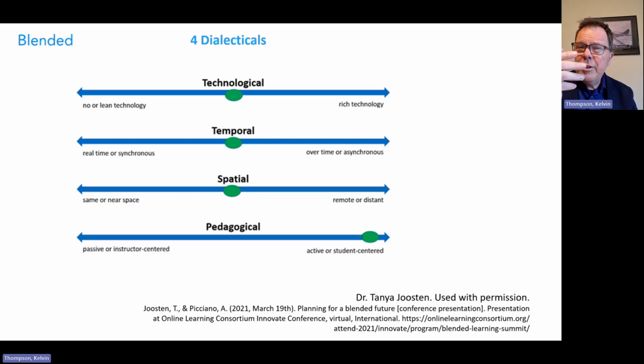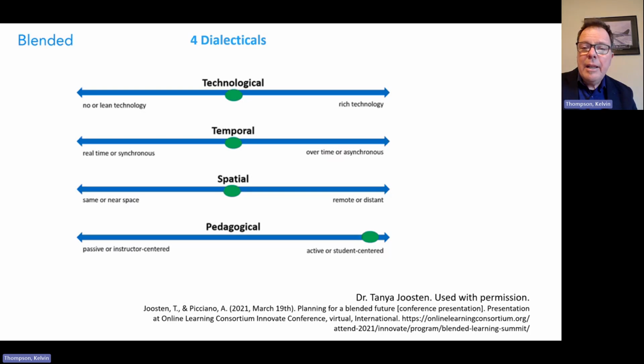Perhaps somewhat intuitively, the first 3, with blended learning, there is something of a midpoint between 2 extremes. Technology, blended learning is, she represents as a kind of a midpoint between really robust technology or lean or no technology. Similarly, a midpoint between real time and anytime. Spatially, a midpoint between same place or different place.